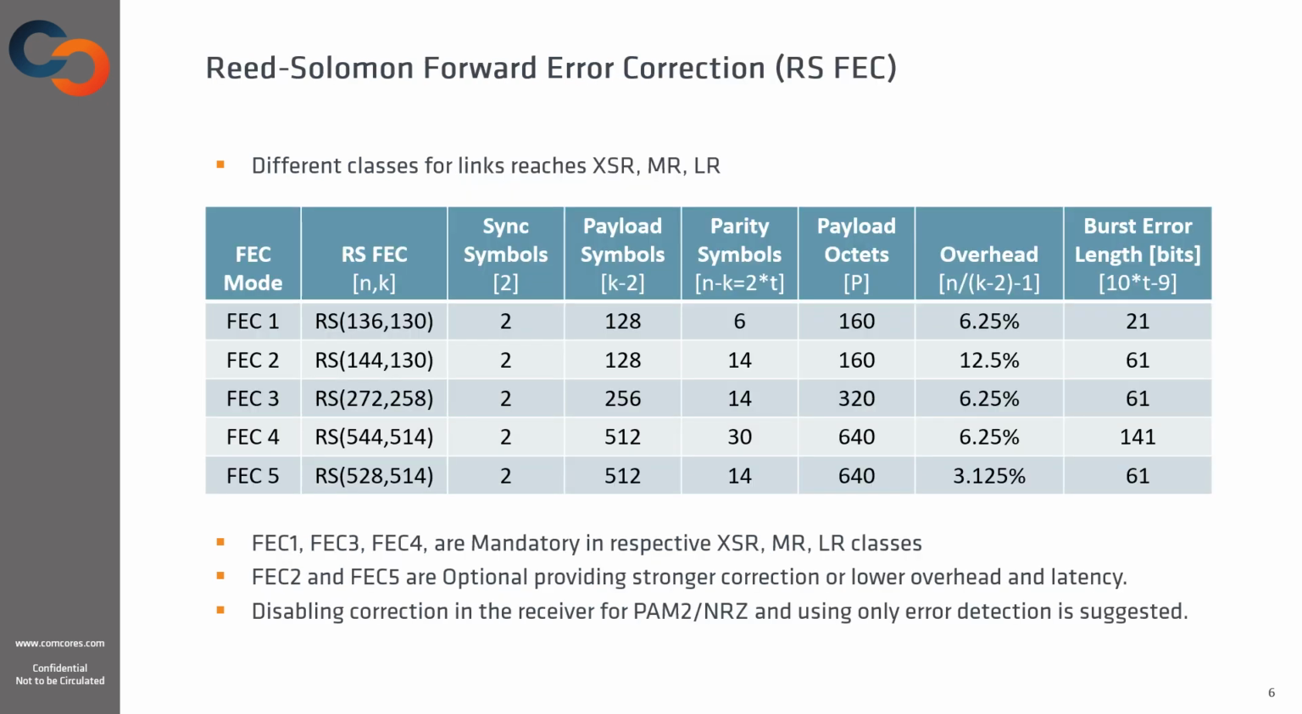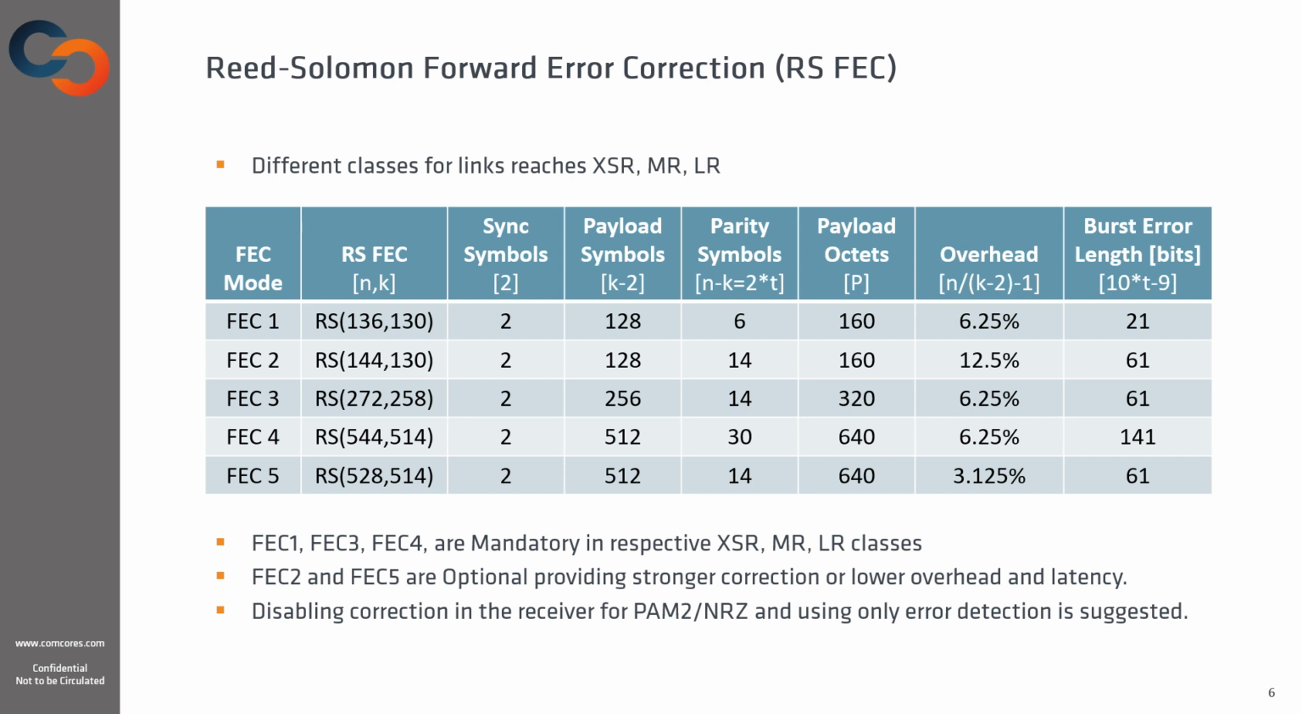The big new thing for JESD204D will be the Reed-Solomon forward error correction encoding. It is required due to the high bit error rate on the PAM4 links, and depending on the link reach class, extreme short reach, medium reach, or long reach, different correction capabilities will be required. FEC1, FEC3, and FEC4 in the table here will be mandatory for the XSR, MR, LR classes, with FEC2 and FEC5 being optional.